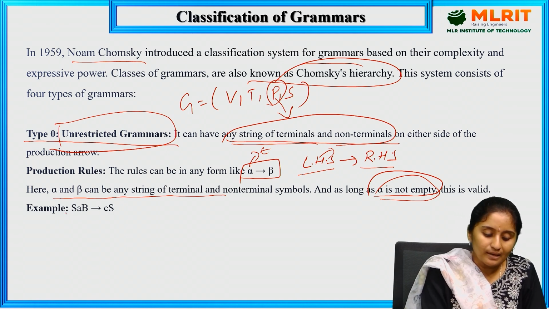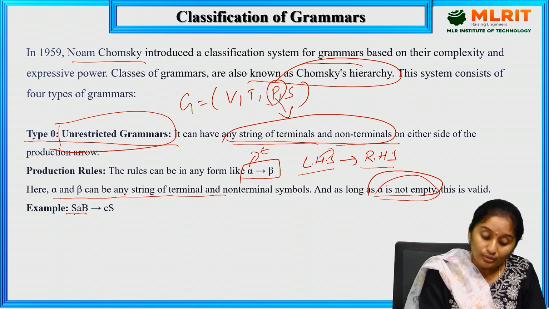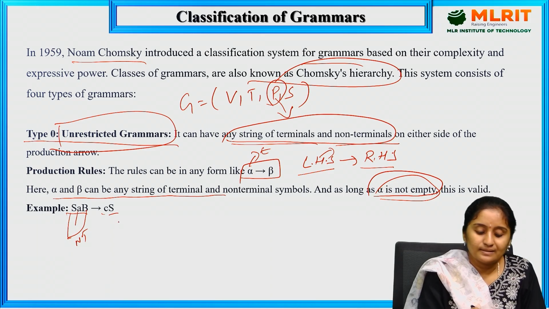So let us see here. In the LHS part I have two non-terminals and one terminal. A is the terminal, and these two point to the non-terminals, C and S. So this is the non-terminal and this is the terminal.